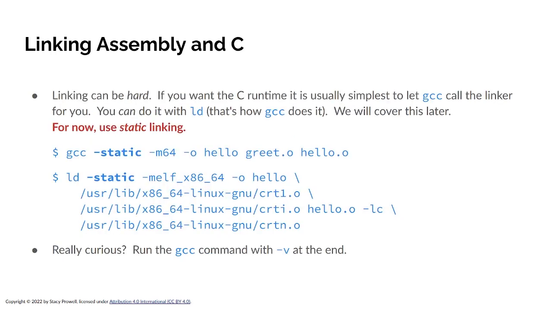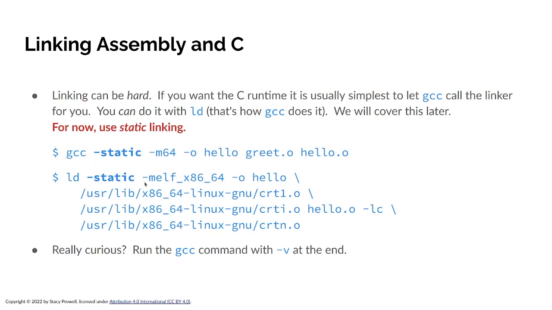Linking is a bit obscure. If you want the C runtime, you should let GCC build the program for you. So here I have an explicit line. With GCC, I use -static. For right now, until we learn how dynamic linking works, you would use -static. Then -m64, our program will be called hello, with greet.o and hello.o. I link all those together, don't care where they came from, and I build a program.